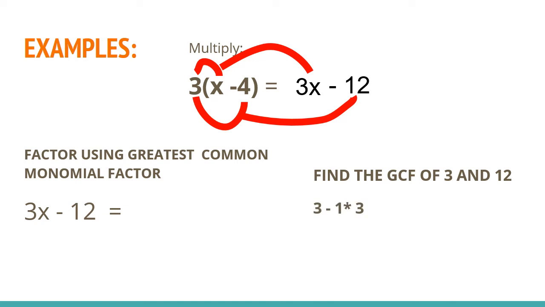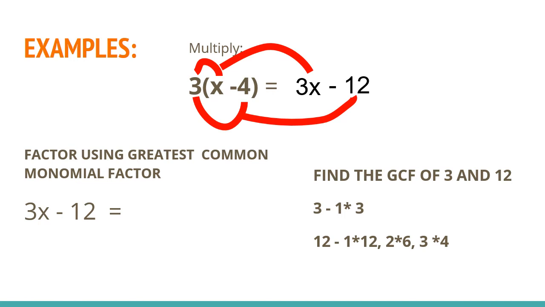So, unahin natin yung 3. We're going to list down all the factors of 3, which is 1 and 3. Wala nang iba, kundi yan lang ang factors ng 3. So, 3 is an example of prime number. Next is 12. The factors of 12 are 1, 12, 2, 6, 3, 4. Pag pinag-times natin yung dalawang number, dapat ang magiging sagot is 12. So, 12 is an example of composite number.